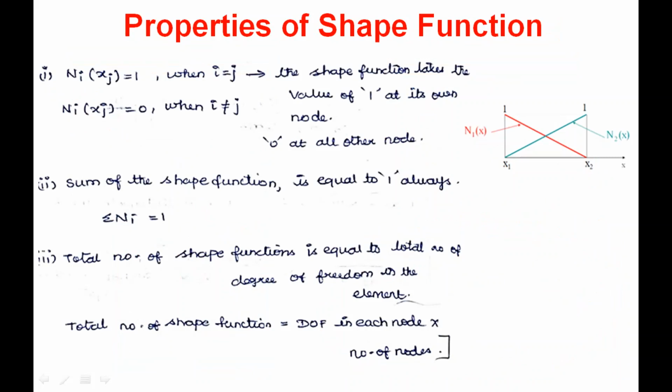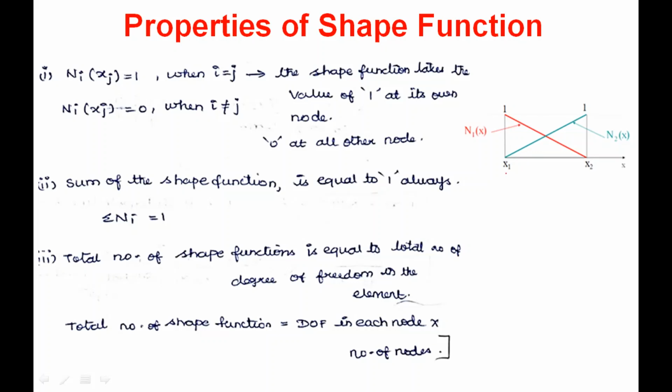We want to use this element. First we should know what the shape functions are for the particular element. Then we have to understand the important properties of the shape function. There are three properties we should know. The first one is mathematically expressed like this: ni of xj is equal to 1 where i is equal to j. If i is not equal to j, then it is 0. What is the physical meaning of this? That is, the shape function will take a value of 1 on its own node. At all other nodes, it will take a 0 value.